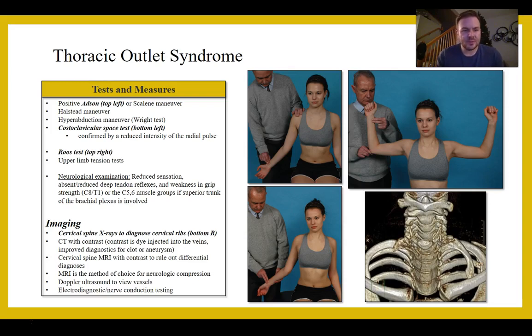You may want to refer for imaging if you feel and palpate what you think might be a cervical rib. I've never felt one. I've never seen an image of one with one of my patients, but it's known in the literature to happen. So there you have it.